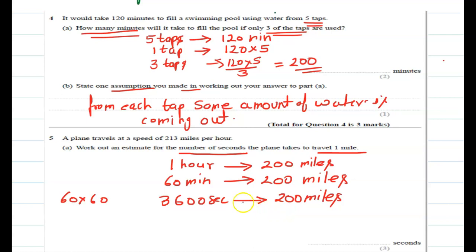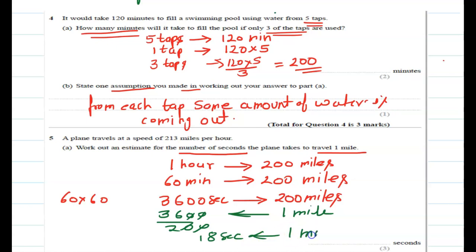Now we need to go reverse, right? So 200 miles in 3600 seconds. It means for 1 mile it will be 3600 divided by 200. Cancel it. So 36 divided by 2 is 18 seconds. So it will be 1 mile, it will take 18 seconds.